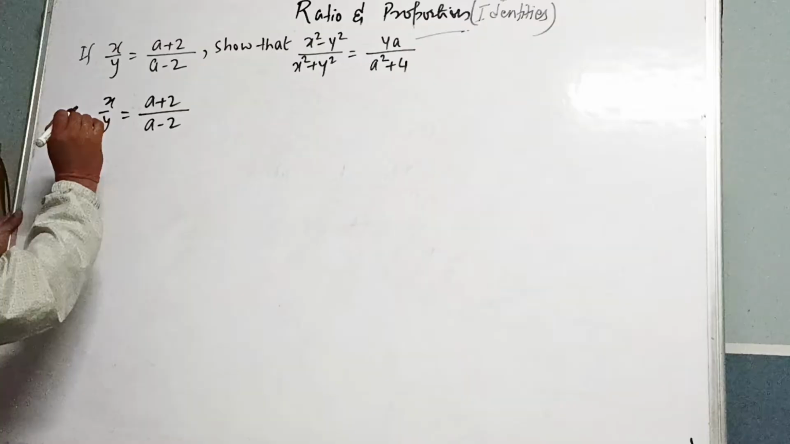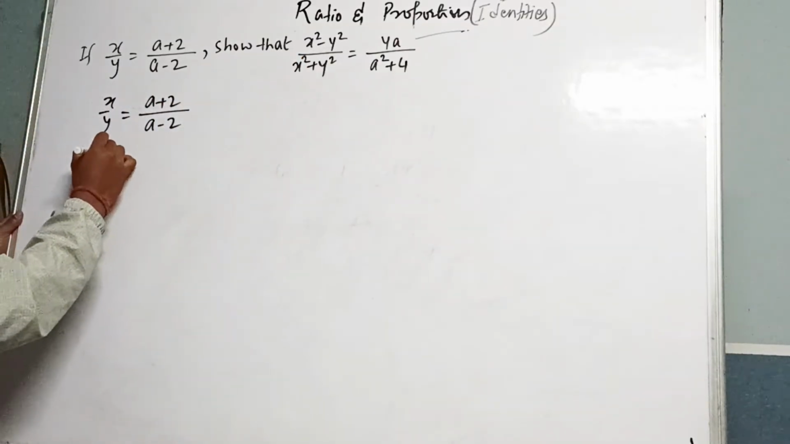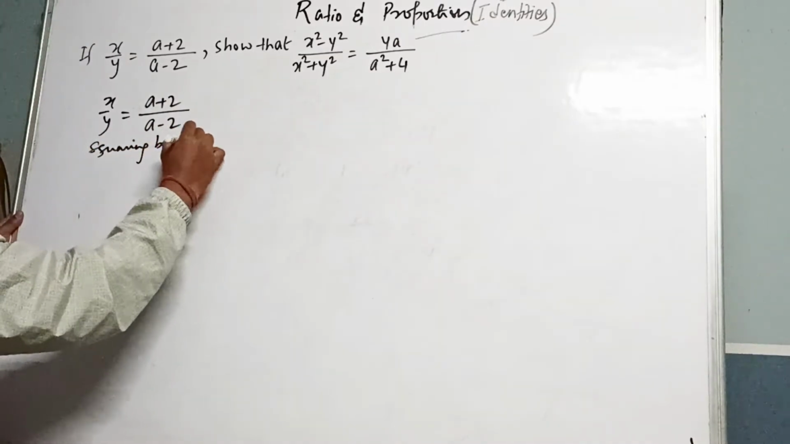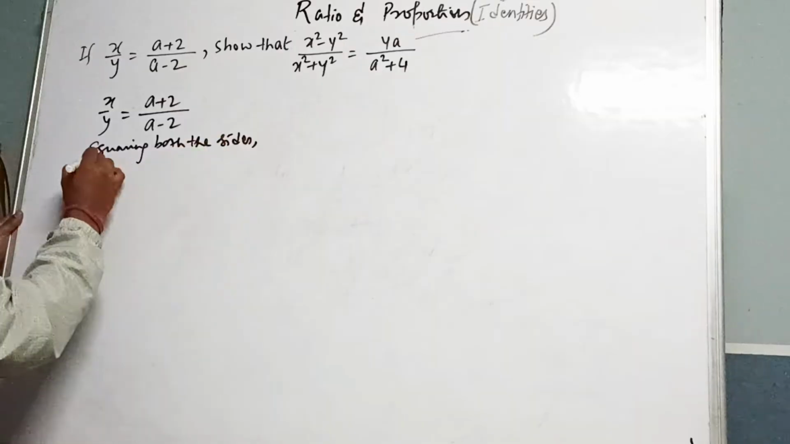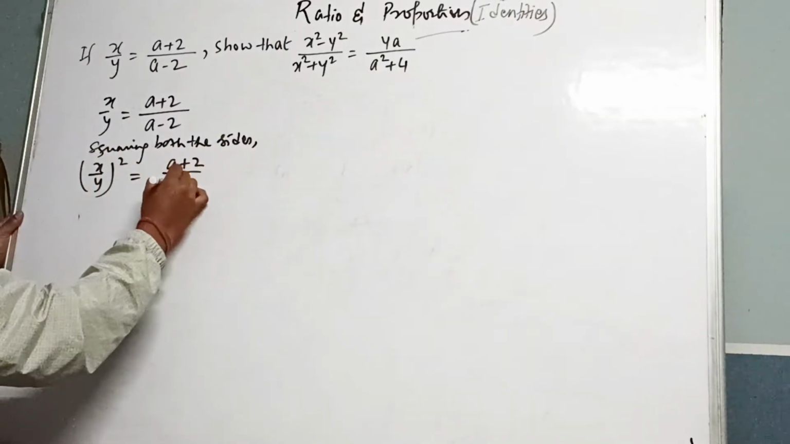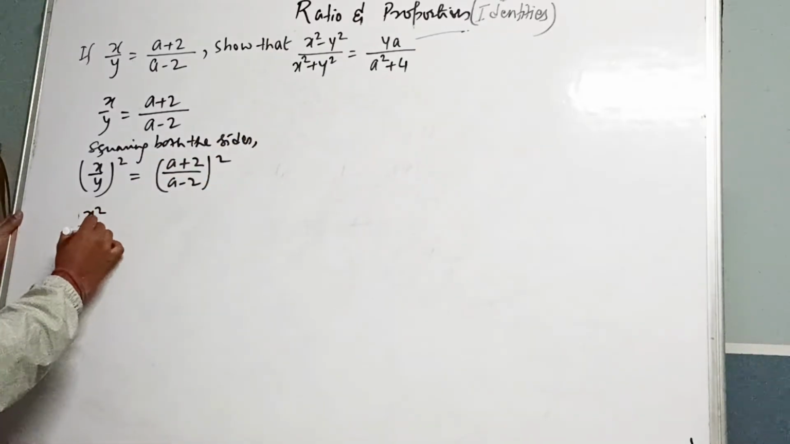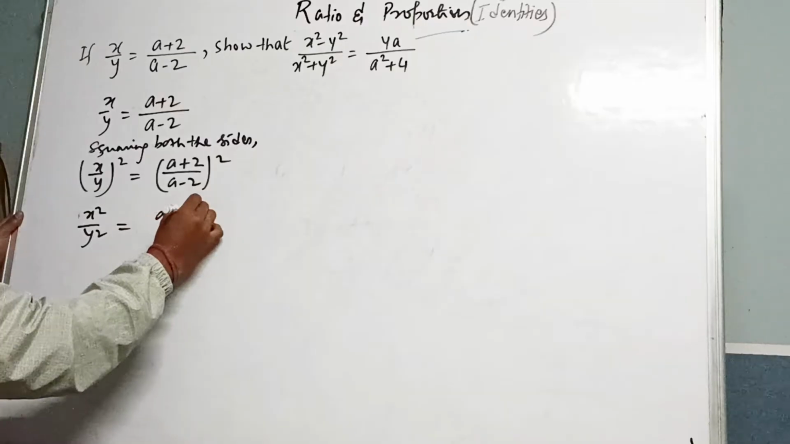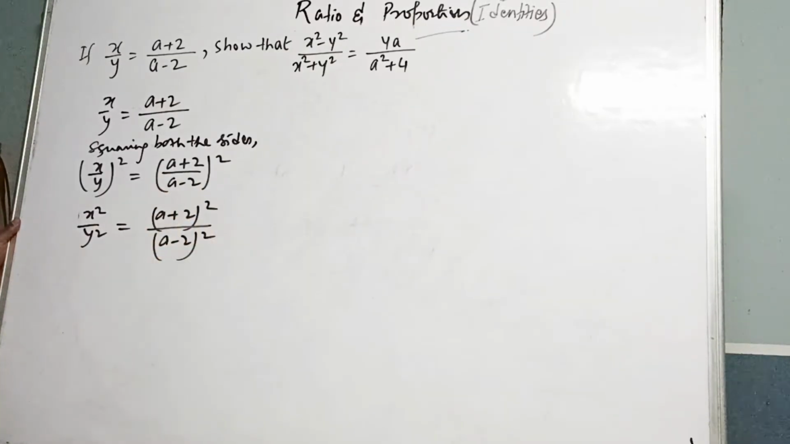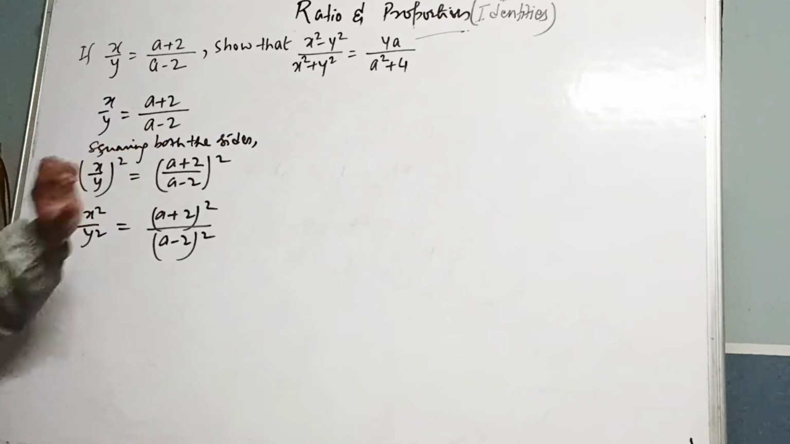So what you are supposed to do, first of all, you see here that squares are given. So first of all, square both the sides. You get x by y whole square equals a plus 2 divided by a minus 2 whole square. So you get here x square by y square, and here (a plus 2) whole square by (a minus 2) whole square. Finished here. Hope you have understood. We have done only squaring both the sides.